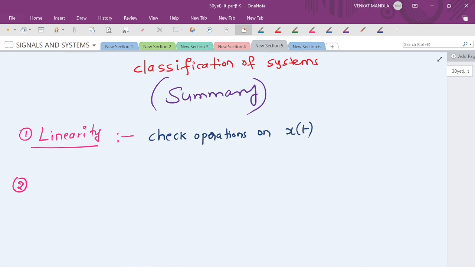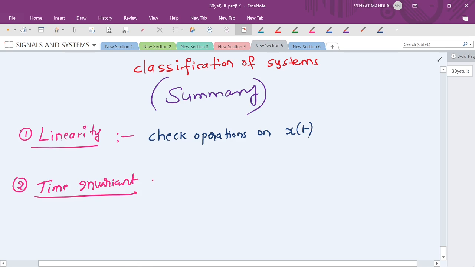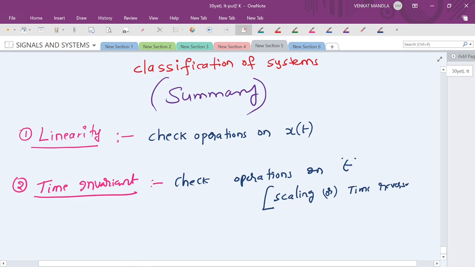And check time invariant conditions. Check operations on t. Those operations are scaling or time reversal. These two. Not advance, not delay. Okay, they won't change the time invariant property.